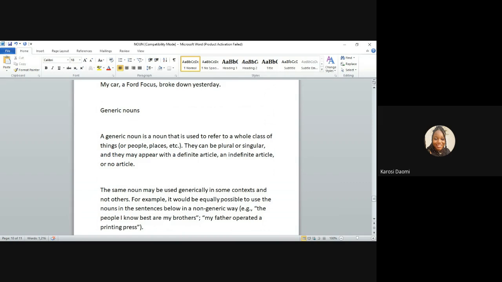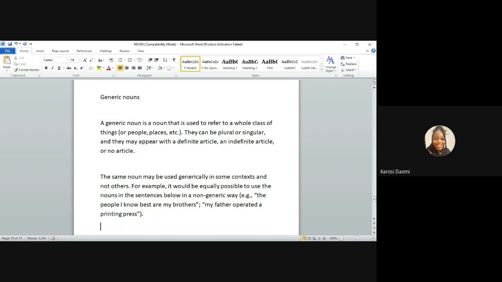So a generic noun is a noun that is used to refer to a whole class of things or people or places. They can be plural or singular, and they may appear with a definite article, an indefinite article, or no article. The same noun may be used generically in some contexts and not others.